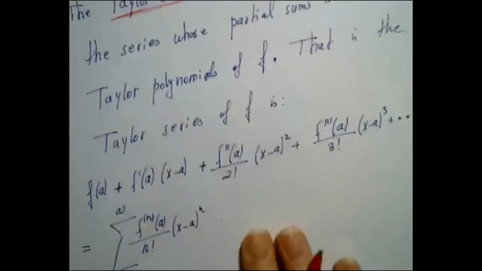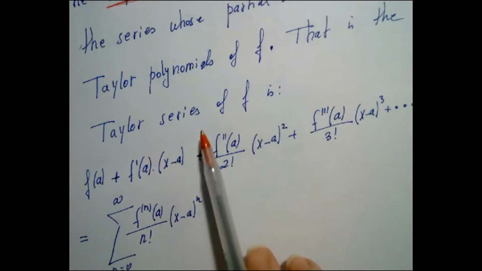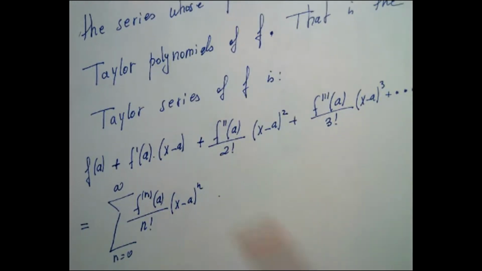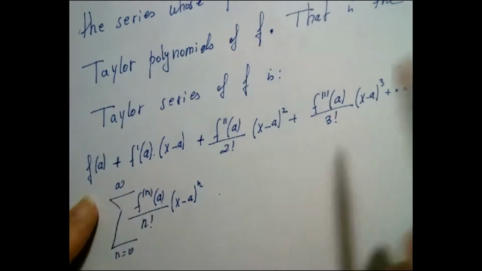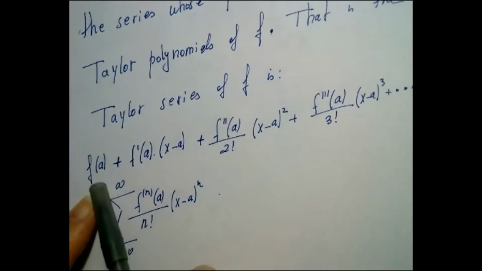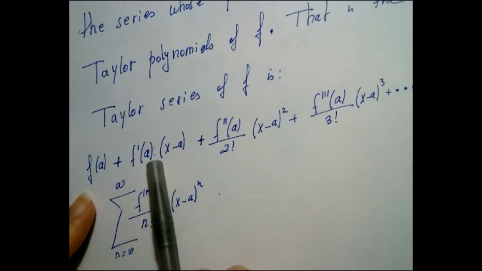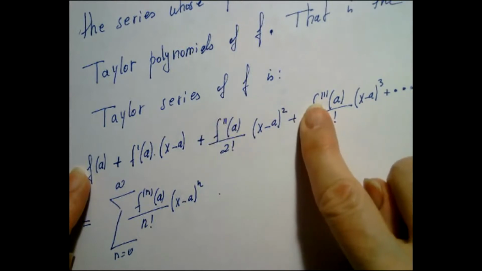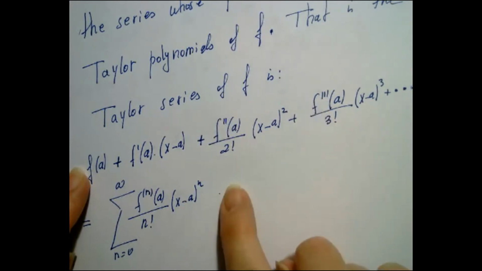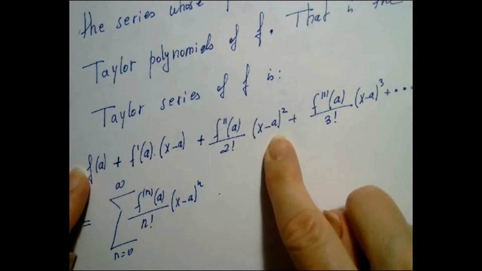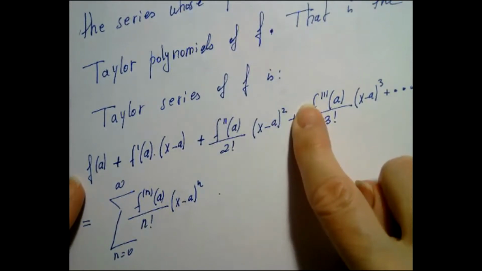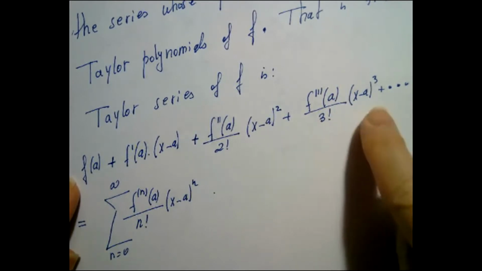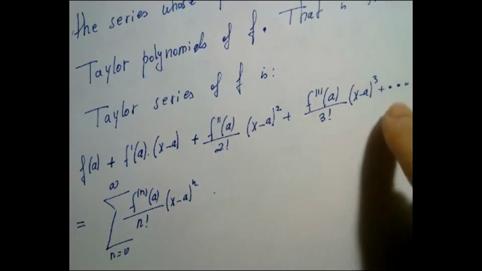What does it mean? That is, the Taylor series of a function at a point A is the following series. The partial sums are the Taylor polynomial. So f of a plus f prime of a times x minus a, the tangent line, plus f double prime at a over 2 factorial times x minus a squared. That's what we call the quadratic approximation. Plus the third derivative at a over 3 factorial times x minus a to the power 3, plus etc.